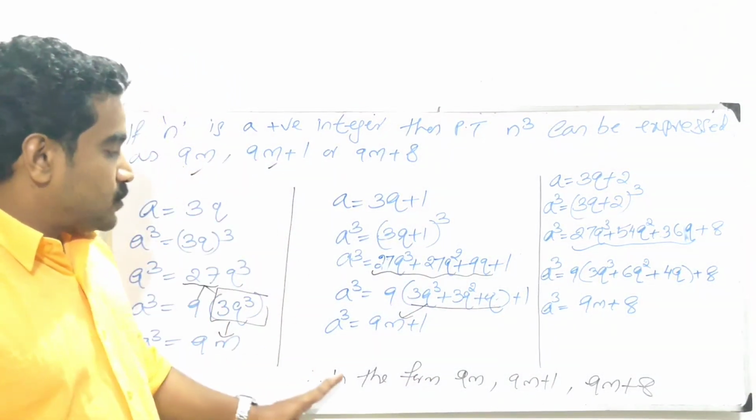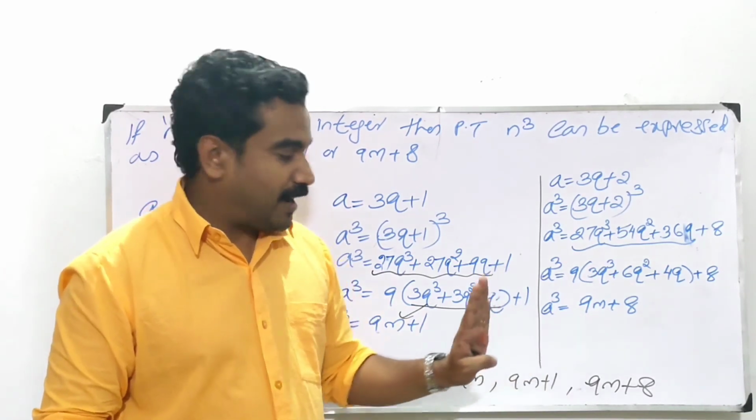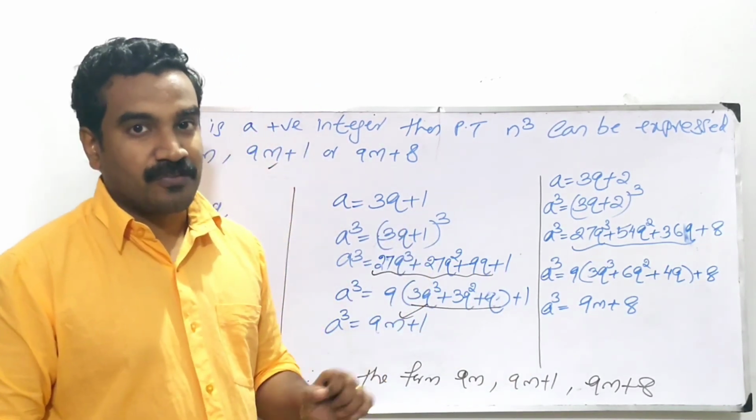So the cube of any positive integer is of the form 9m, 9m plus 1 or 9m plus 8. This is the last question from this exercise.